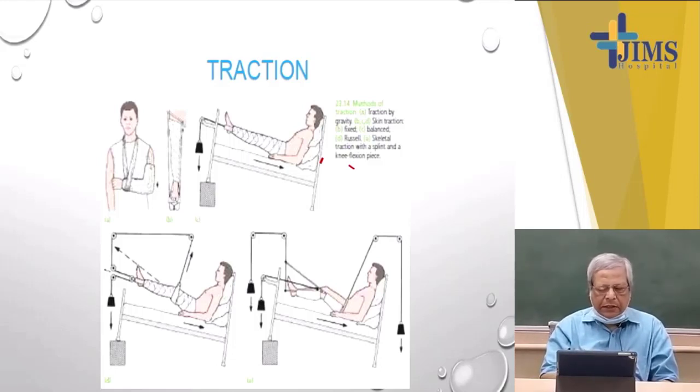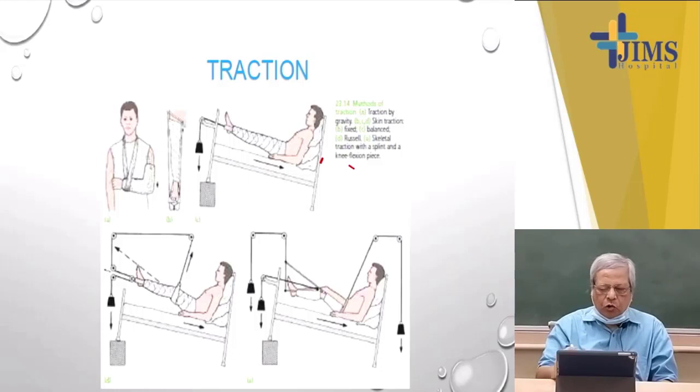This is another method of putting a traction. This is called a balanced suspension. This is a surface traction by leucoplast and cotton bandages only. This is a skeletal traction. There is a pin, Steinmann pin, inside the tibial tubercle. So it is a direct pull to the fracture. It is much more efficient.